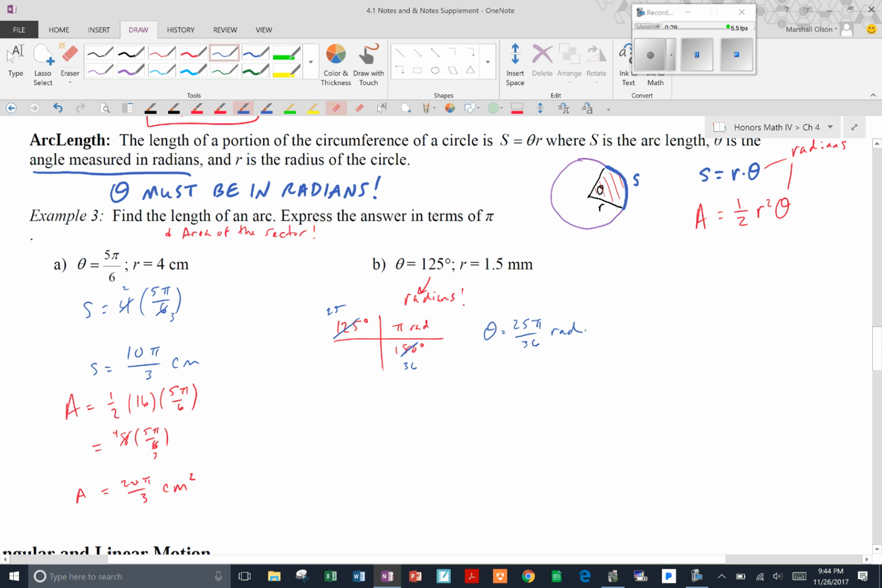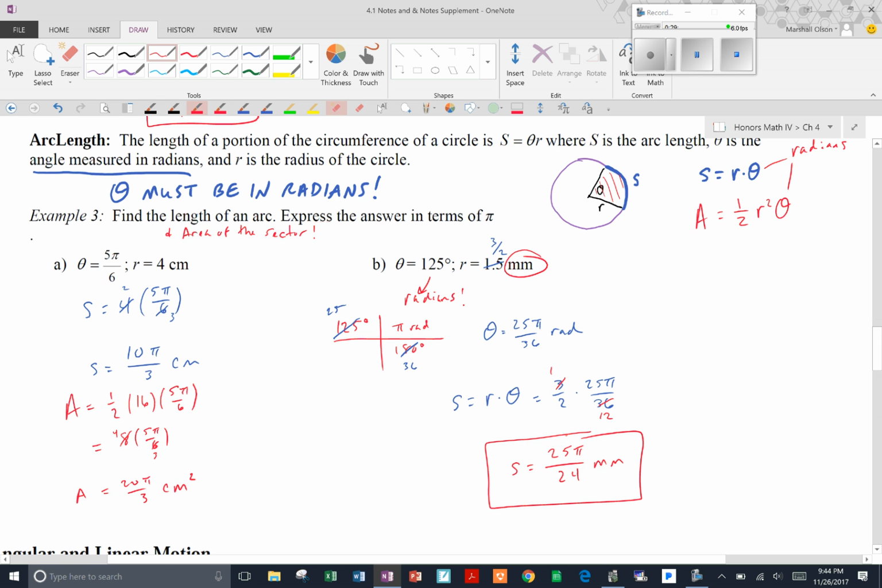Okay, so now we can use that measure in our formula. So the arc length is going to be the radius times theta. The radius is 1.5 millimeters. I'm going to turn that into 3/2. Okay, 3/2 times 25 pi over 36, and then we just do some simplifying here. We're going to get 25 pi over 24. Same units for arc length, millimeters.